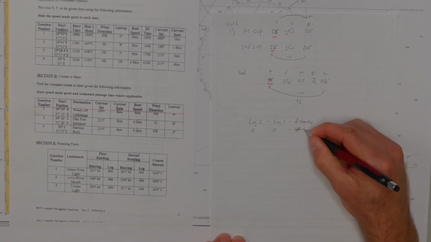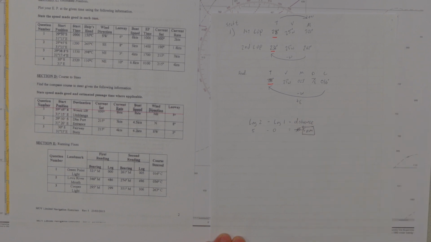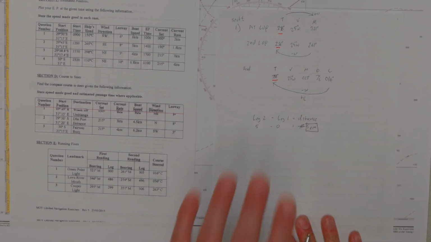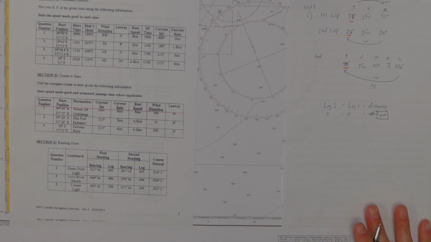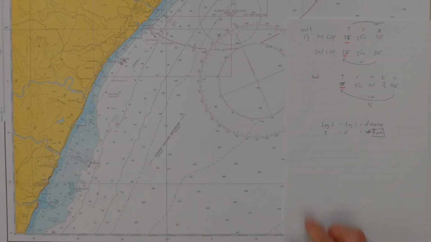Let's get rid of that. That's the value we need. And we can go ahead and transfer that work over to the chart now. All right, so we need to plot our first and second line of position on the chart.